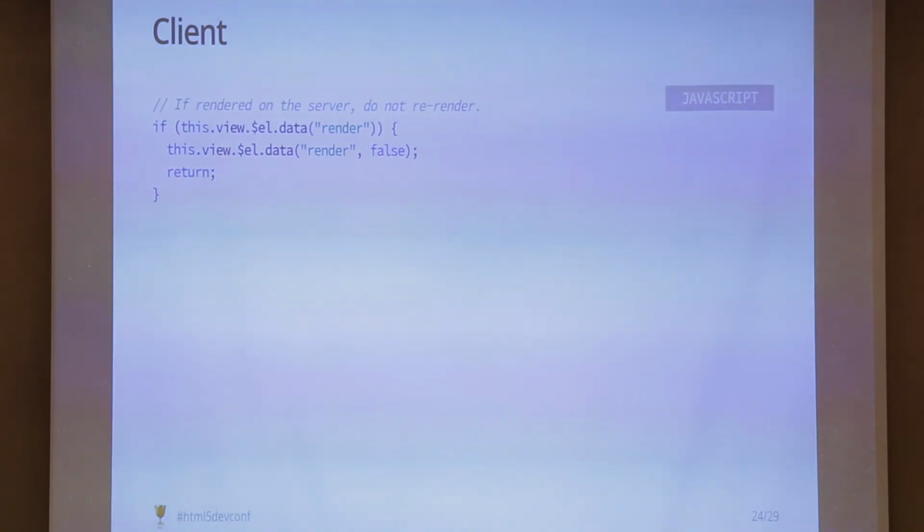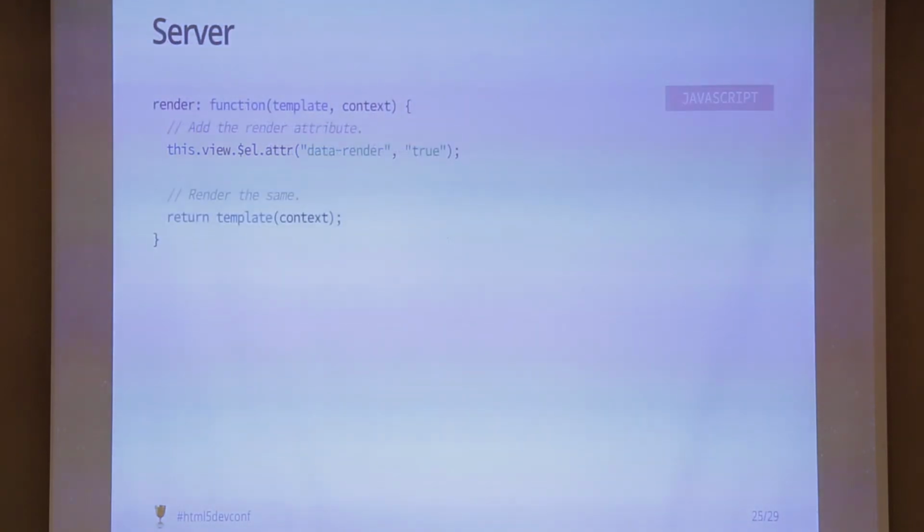I'll show you this in context, how that will work on render. And then on the server, I just add this one line where I say data render is true, and this is in the server-specific implementation of that one method, and then it just renders the exact same way.